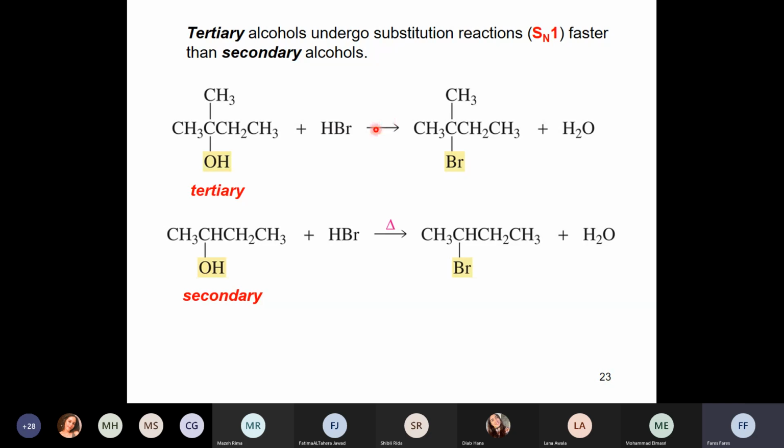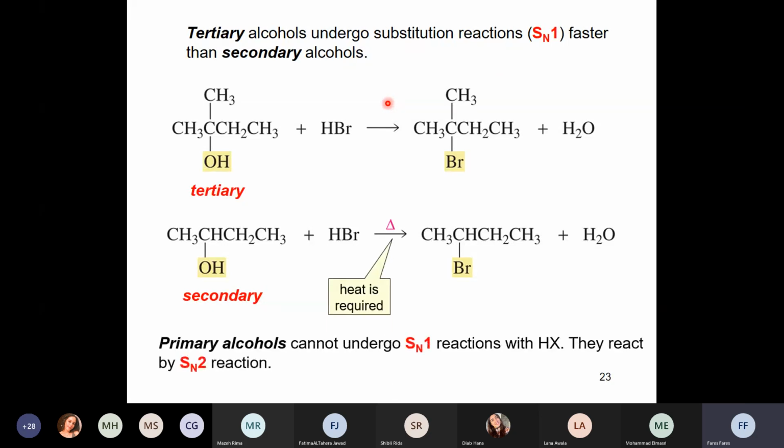What is the reason? The reason is that this reaction goes through a tertiary carbocation, whereas the other reaction with the secondary alcohol goes through a secondary carbocation, and it is known that tertiary is more stable than secondary. It is known that the more stable the carbocation, the faster it is formed. This explains why tertiary reacts faster than secondary, and the proof is that with secondary we need heat while with tertiary we don't need any heat. So what happens with primary alcohols? They cannot undergo SN1 definitely, because we are not allowed to show a primary carbocation.